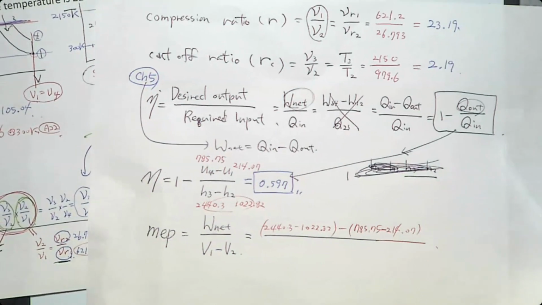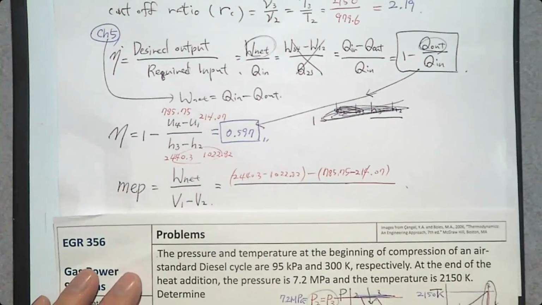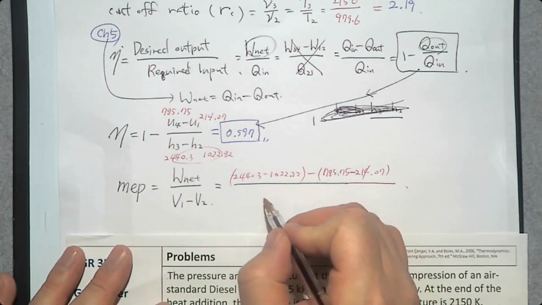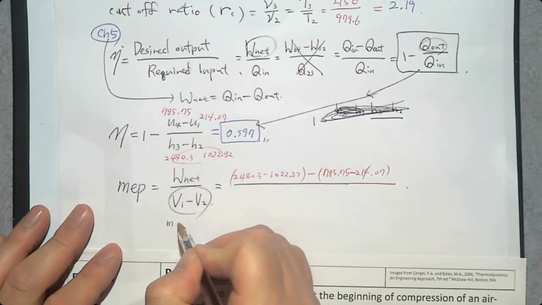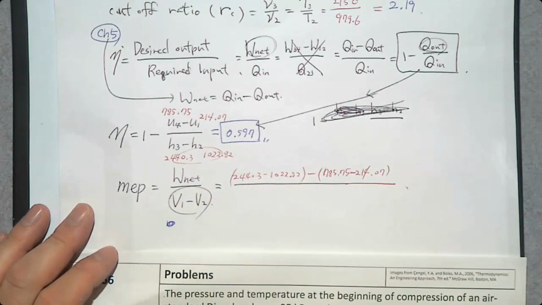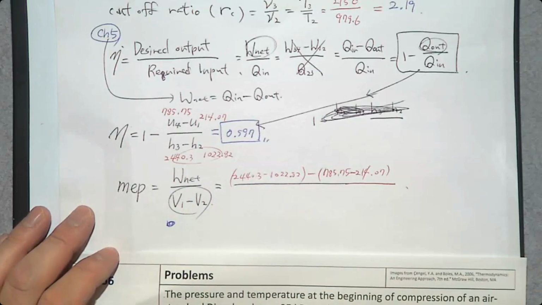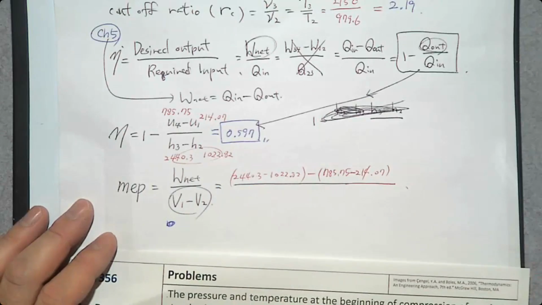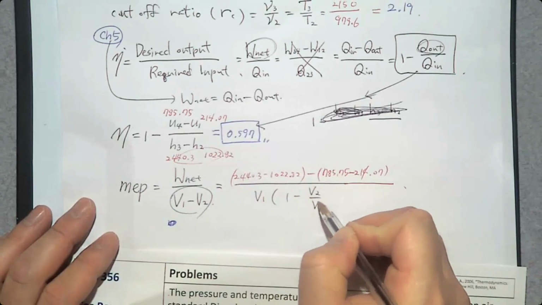Oh, we only have the ratio. So in that case, this is going to be mass times... let's divide by volume. So how do we solve this one? We can divide by volume. So this is V1 times (1 minus V2 over V1).